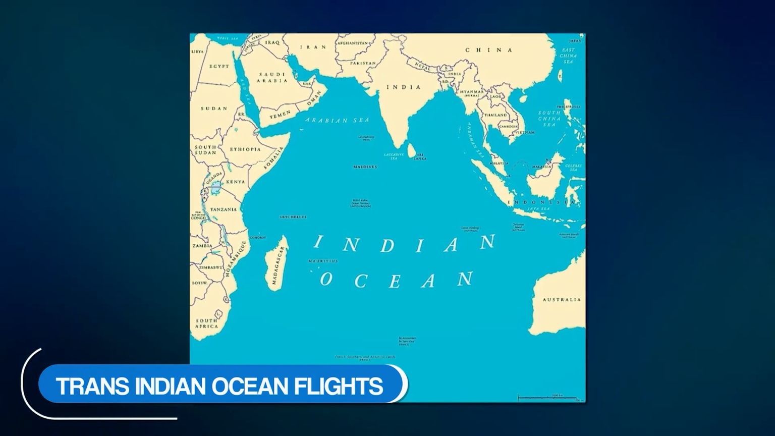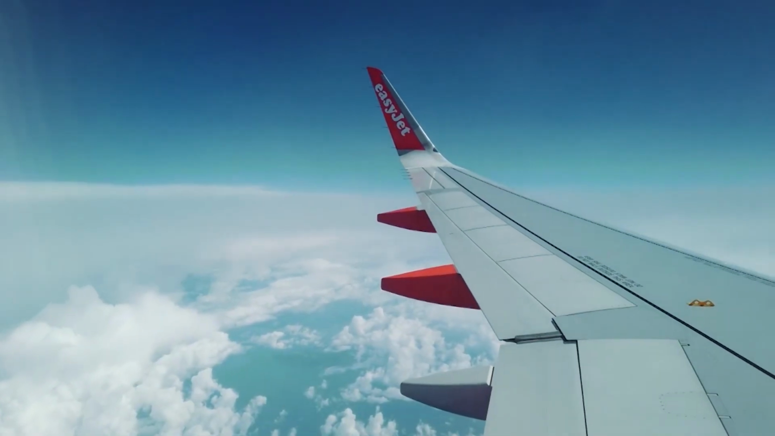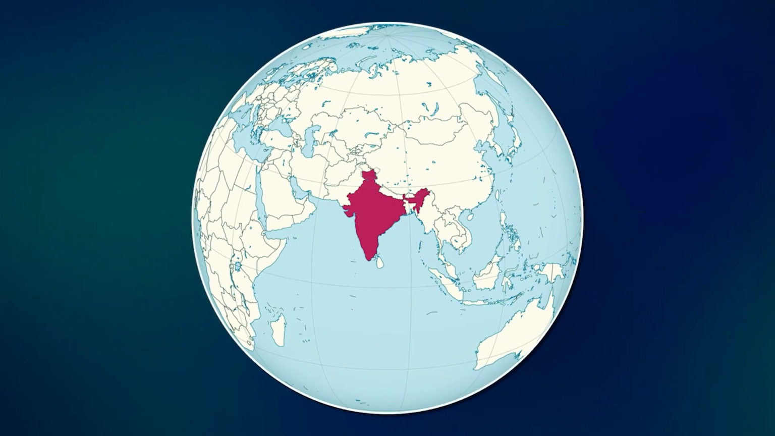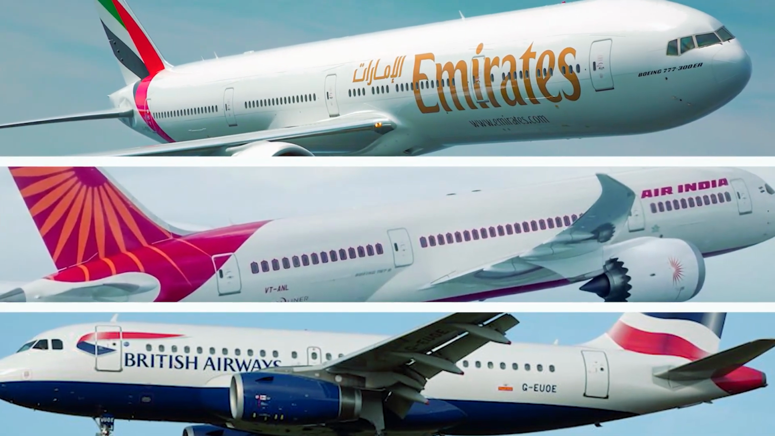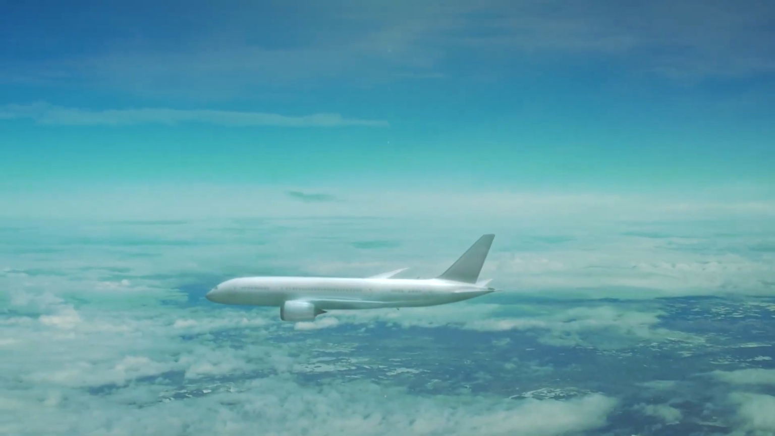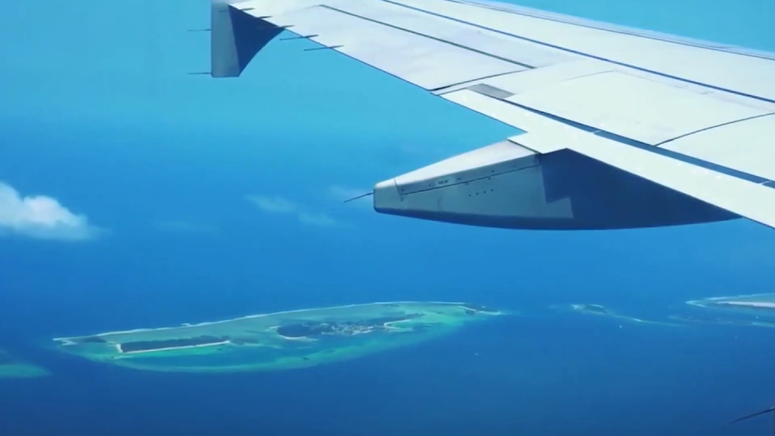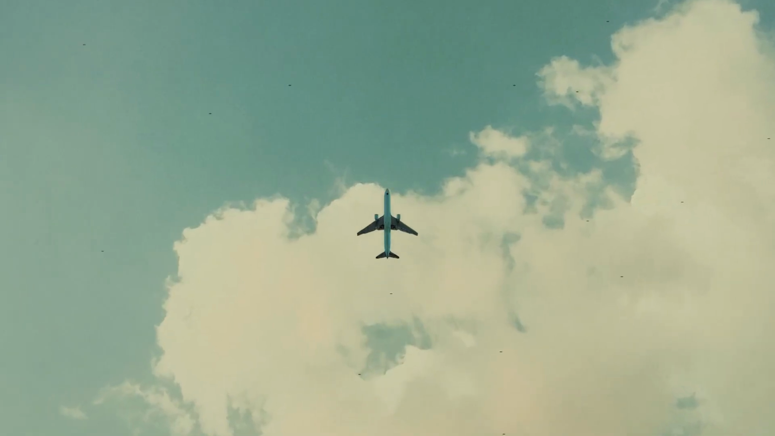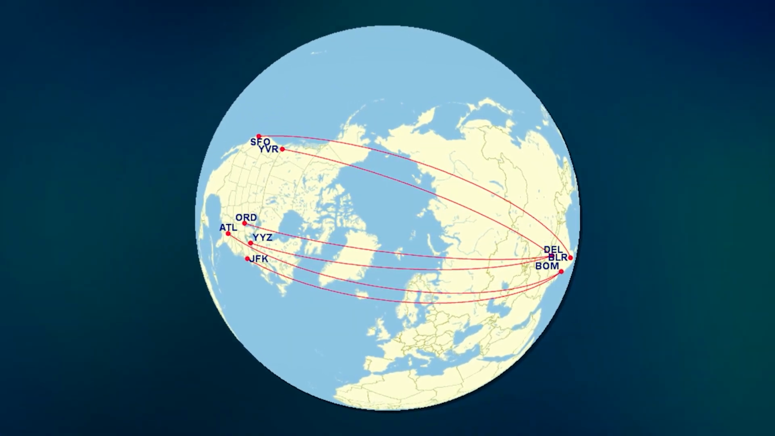Trans-Indian Ocean flights. Many of the world's most well-known airlines offer economy flights to popular Indian Ocean destinations. The majority of Indian Ocean flights go to India, Australia, the Maldives, and Malaysia. Emirates Airlines, Air India, and British Airways are among the most popular airlines for trans-Indian Ocean flights. While not unheard of, planes rarely fly over the Pacific Ocean because it is more dangerous and expensive, and there are better, shorter routes available for flying between the Americas and East Asia.